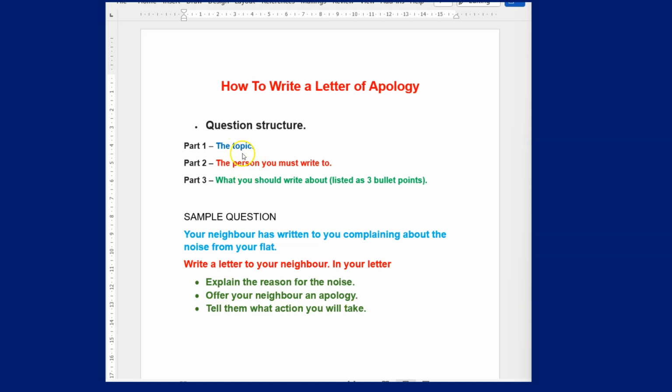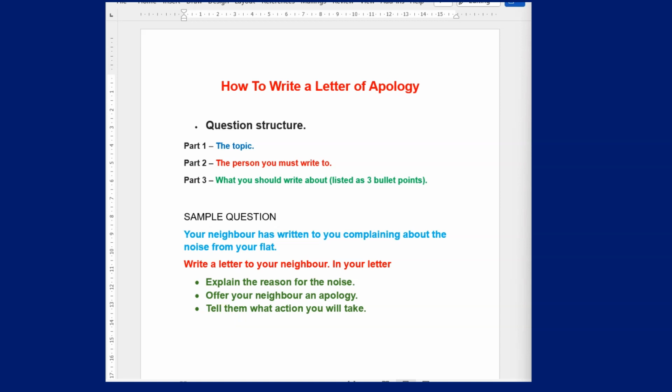So with the illustration of the question structure, we can see that the blue one shows the topic. The red part shows who you're going to write to, and this time it is your neighbor. And the third part shows what you should write about. In these 3 bullet points, we are told to write the reason for the noise, and also we should offer our neighbor an apology, and we should tell them what action we will take.